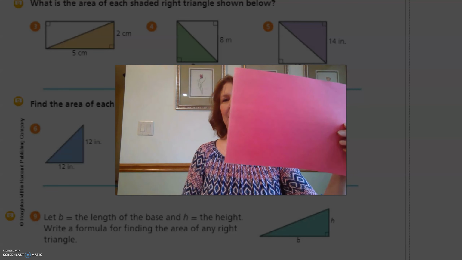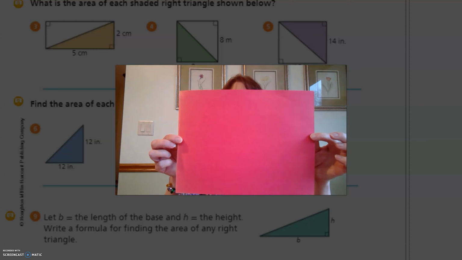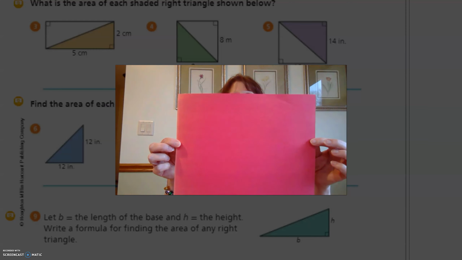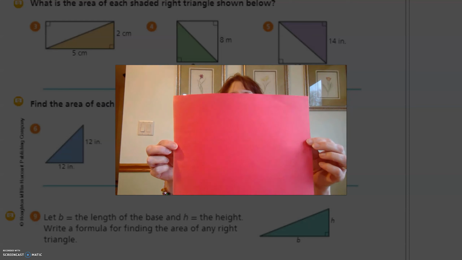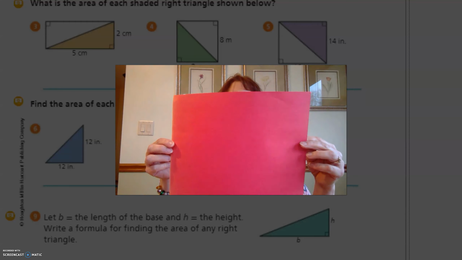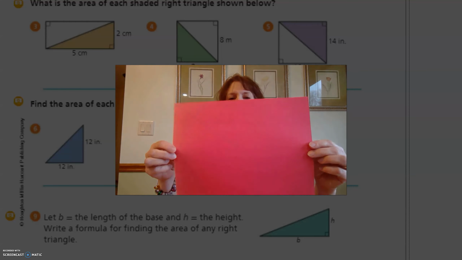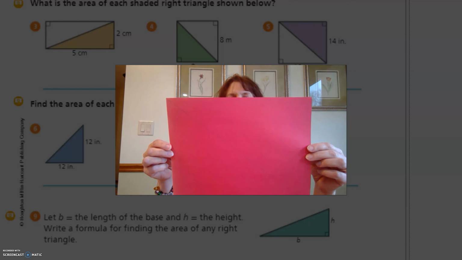Okay, and I've got a piece of triangular paper. You know the area of a rectangle is length times width, or if it was a parallelogram, that it's base times height. Here's what we're going to do today. We're going to use this piece of paper and we're going to figure out how to find the area of a piece of paper like this. Now, I want you to watch what happens.